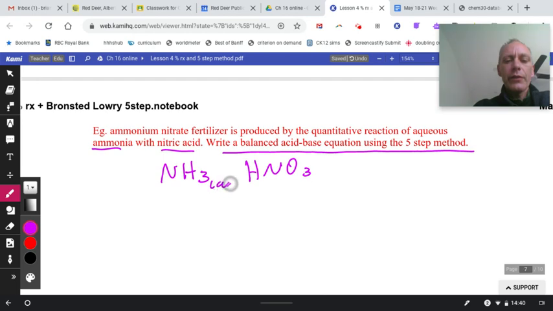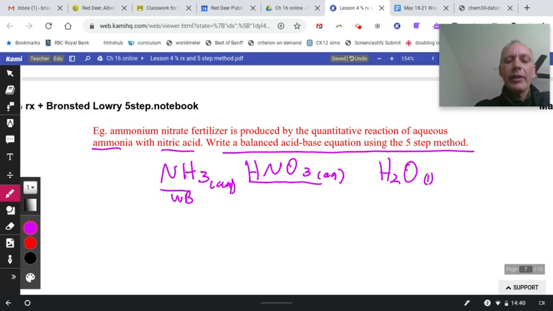Aqueous, there's solutions. Okay, so now I'm going to be a little more careful with my states. So here's our starting points. They're aqueous, so that means water is present as well. Okay, so step 1, list every entity present. This is molecular, so it stays together. And I'm going to look it up, and it is a weak base.